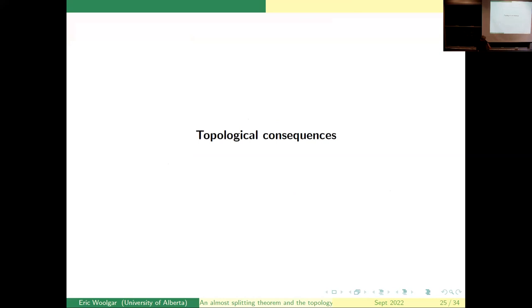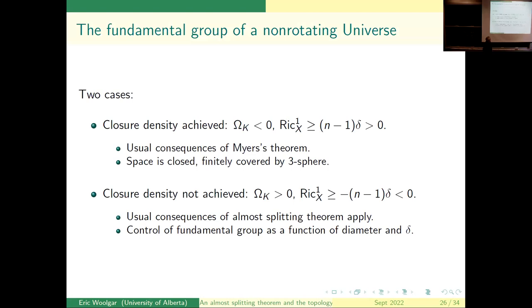All right, got a couple of minutes for topological consequences, so let's try to get through them. Fundamental group of a rotating universe. My problem is I don't keep up on my preview, so I don't know what's coming till it comes. All right, so if the closure density is reached, then you have the Myers-Lewis theorem. You've got to be closed. And furthermore, if you pass to the covering space, all the Riemannian conditions are still in place, so any covering space has got to be closed. So the universal covering space has to be closed, so your fundamental group is finite. So space is finitely covered.